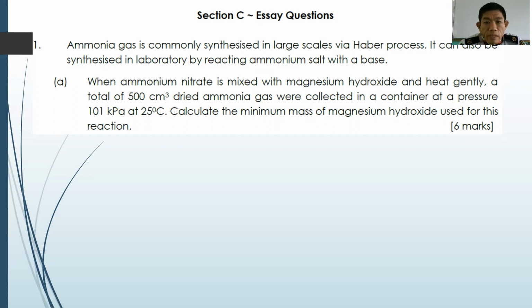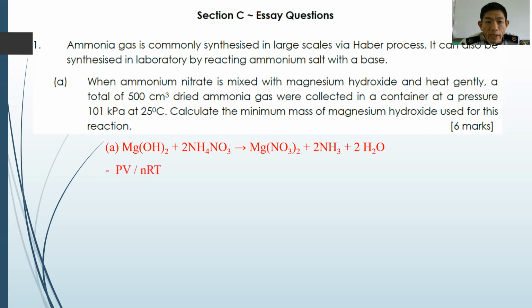Okay, so here you can see that there is no equation. In other words, you have to write your own balanced equation. The equation between ammonium nitrate and magnesium hydroxide is as follows: Mg(OH)2 + 2NH4NO3 gives Mg(NO3)2 + 2NH3 + 2H2O. After you balance it, then you can start to calculate.